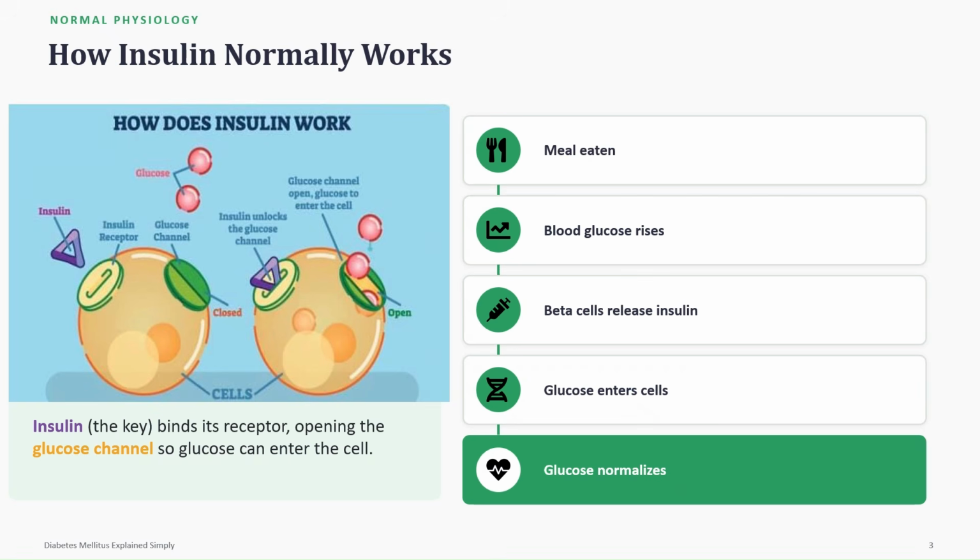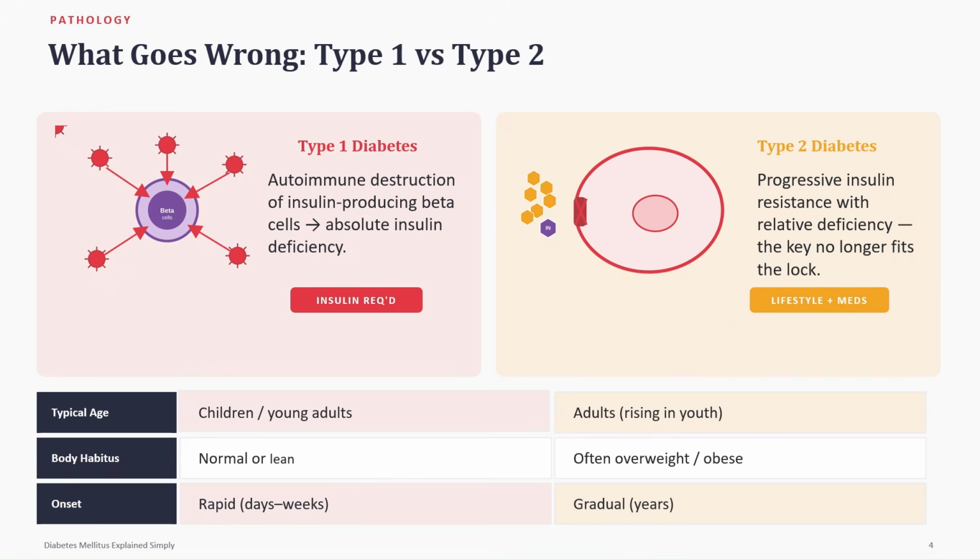Glucose then enters the cell and gets used for energy. As glucose enters the cells, blood sugar levels fall back to normal. So it's simple. Food increases glucose, insulin opens the door, glucose enters, blood sugar normalizes. That's normal physiology. Now let's move on to type 1 and type 2 diabetes. This is where things start going wrong.